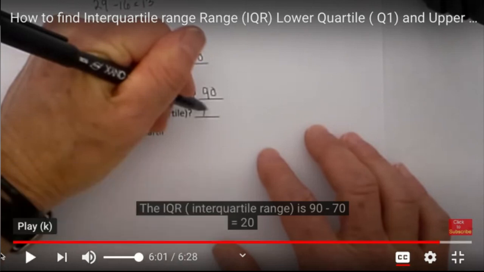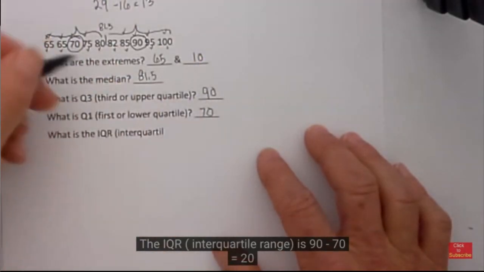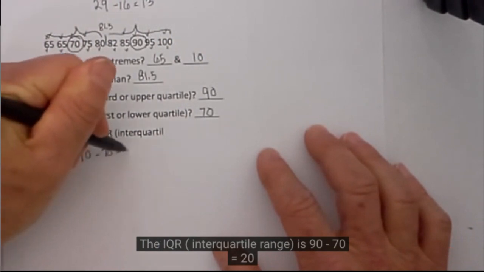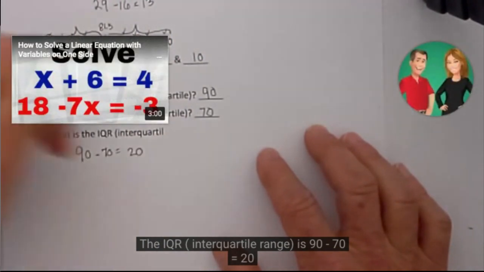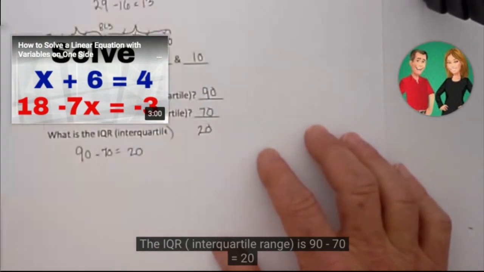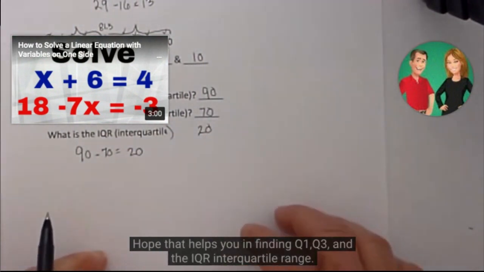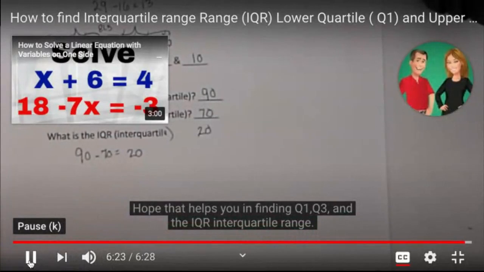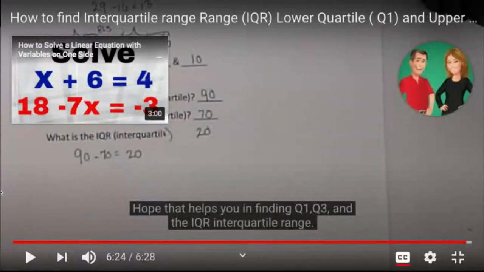Okay, good. And then the IQR is 90 minus 70, which equals 20. Okay, so that would be the IQR, 20. Hope that helps you in finding Q1, Q3, and the IQR, interquartile range. Okay. I'm going to go back to the PowerPoint.